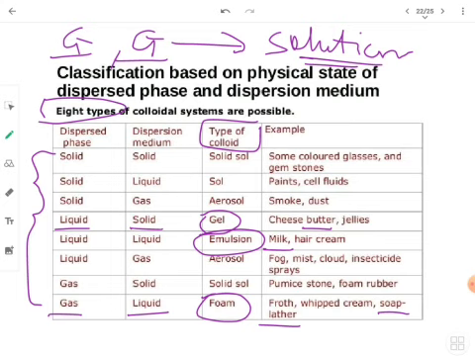In the exams, usually either they ask you the examples straight away, or they ask you what type of colloid it is, or the third type that comes is they ask you to tell what the dispersed phase and what the dispersion medium is. So you can learn this table, right?